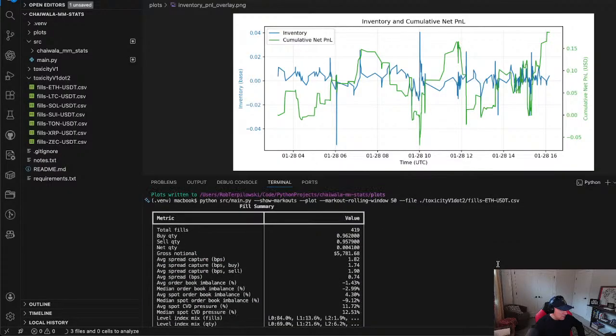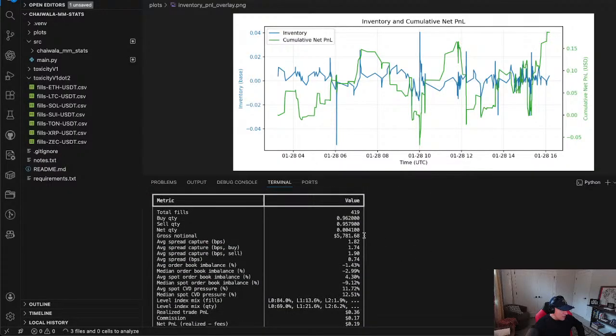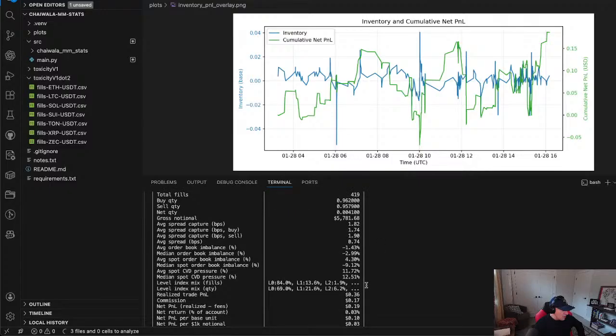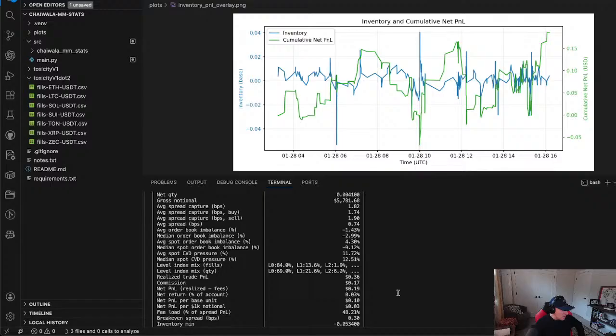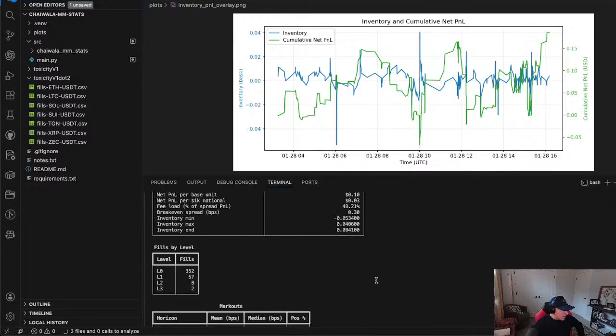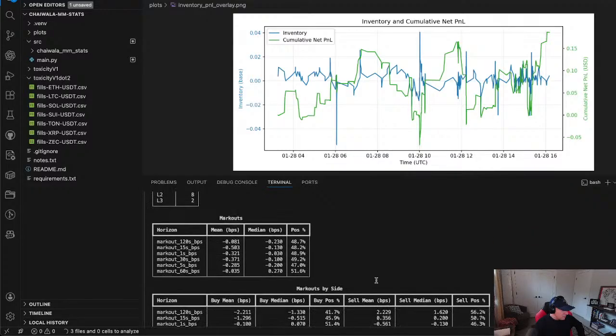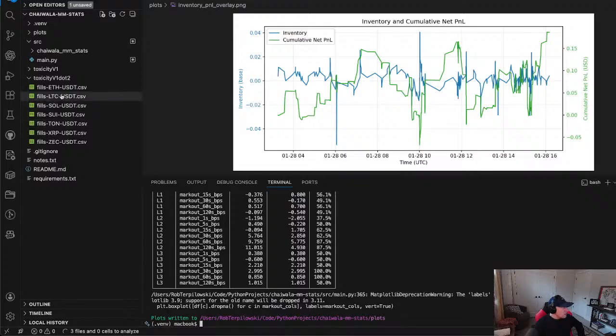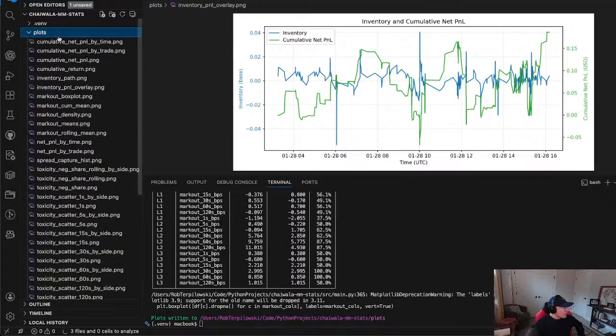Okay. So 419 trades total. 84% of those are at level 0, 13% are at level 1. Realized P&L 36 cents, commissions 17, net is 19 for a total return of 3 basis points over this time frame. And so let's take a look at the various plots here.